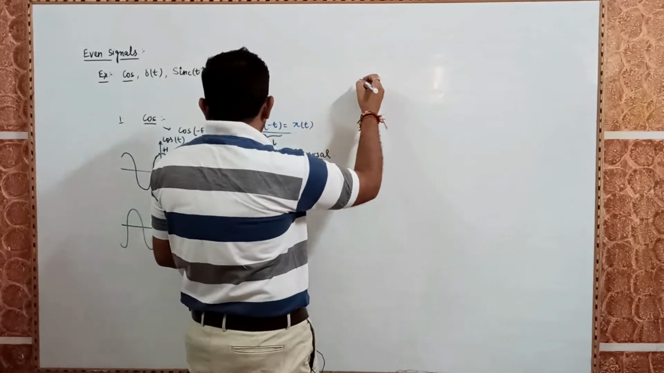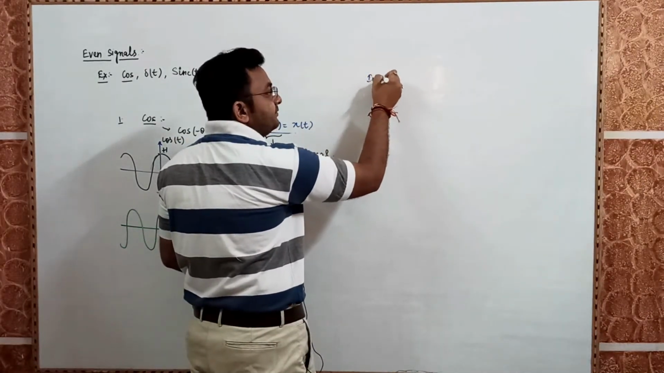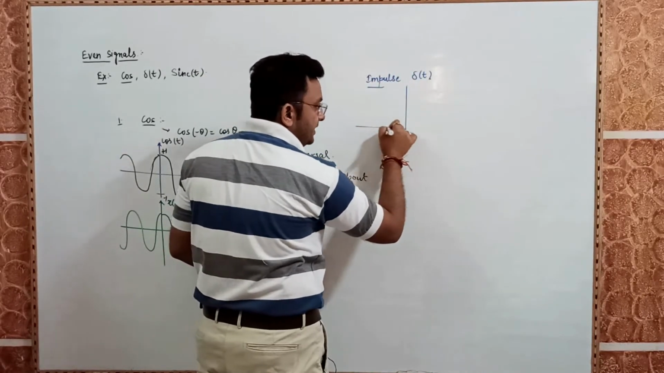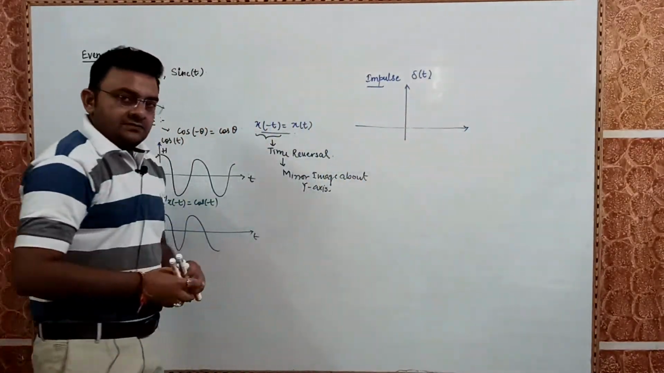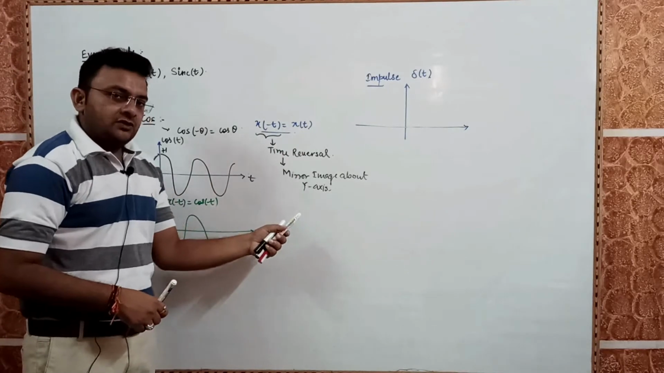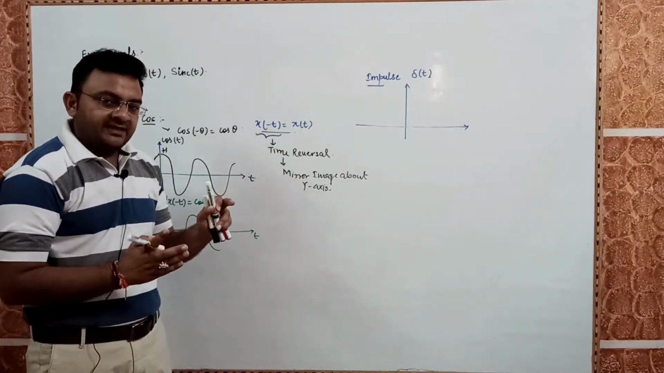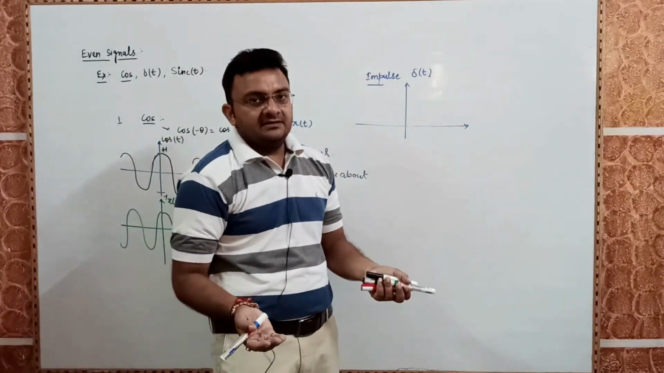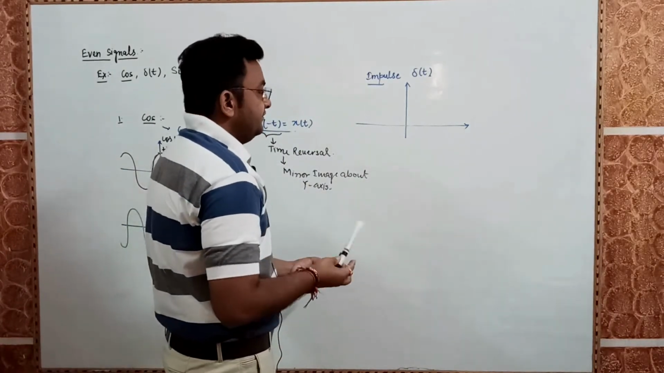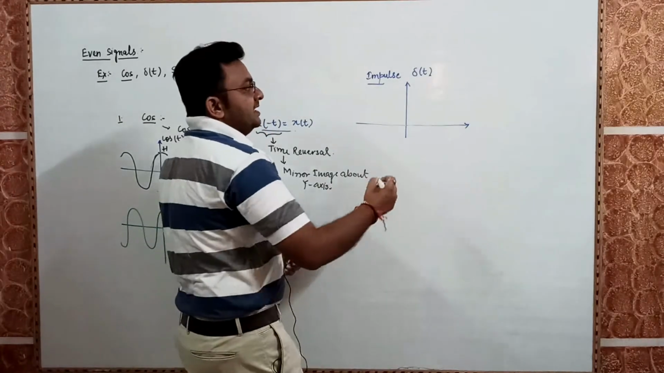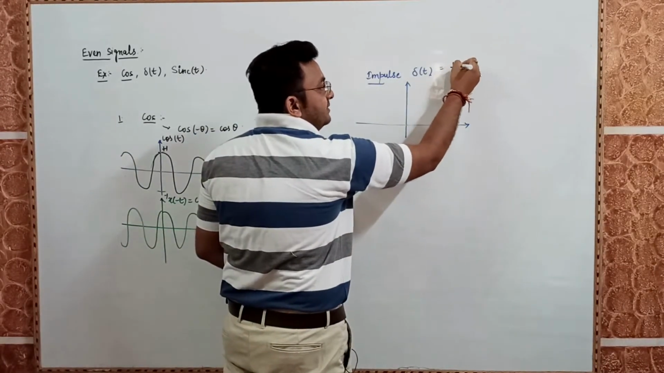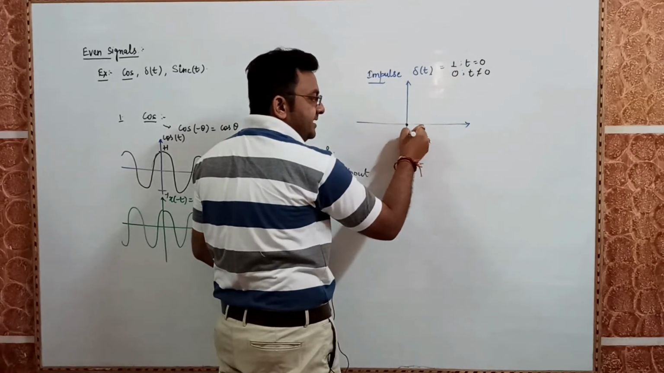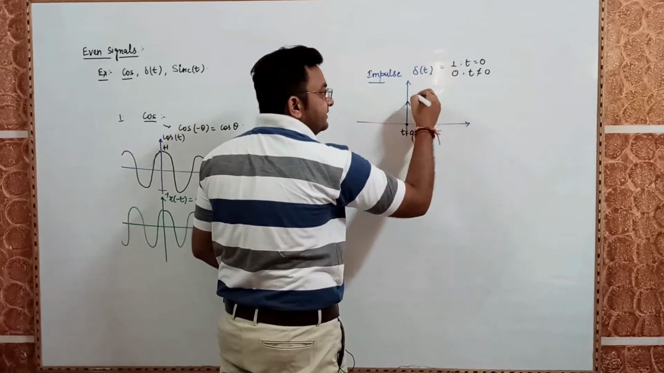Similarly, if we talk about the impulse signal, the impulse is delta t. How will you proceed to draw it? Nothing is different. In the same way, we will draw delta of minus t and compare. If delta t is equal to delta of minus t, then we will say that it's an even signal. So just begin with drawing. Delta t is defined as 1 for t equal to 0 and 0 for t not equal to 0.